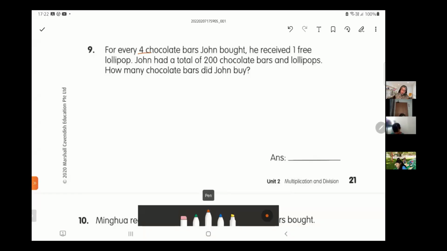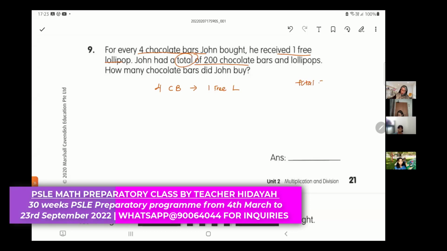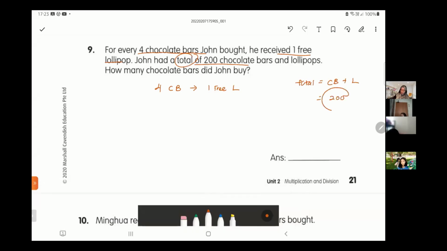For every 4 chocolate bars John bought, he received 1 free. John had a total of 200 chocolate bars and lollipops. Okay, 1 free lollipop, sorry. How many chocolate bars did he buy? Okay, so let's say for chocolate bar, he will get 1 free lollipop. Okay, and then he has a total of, my total means everything in all, chocolate bar plus lollipop equals 200. I have 200 in total.